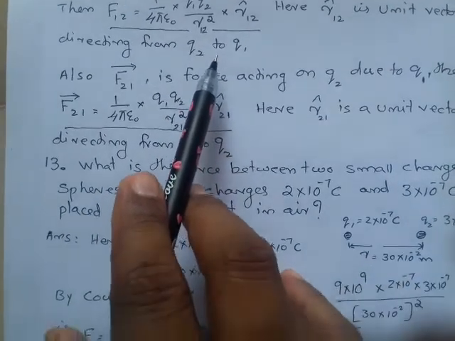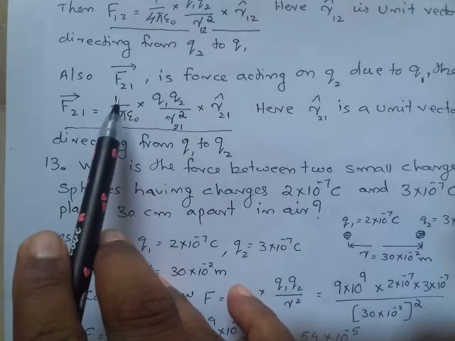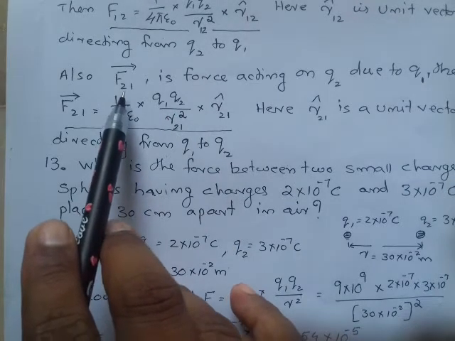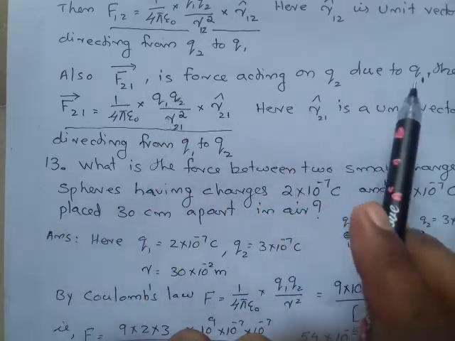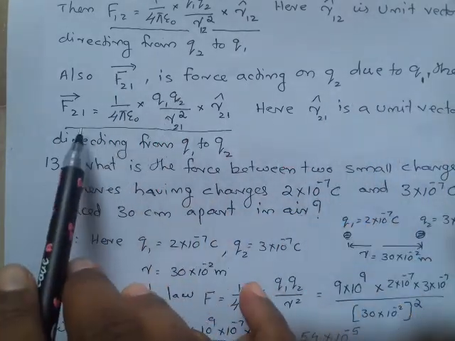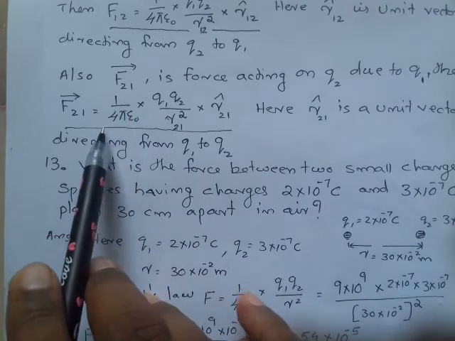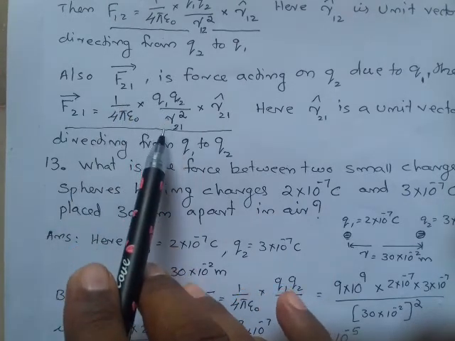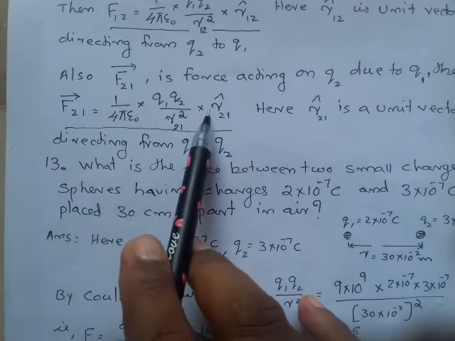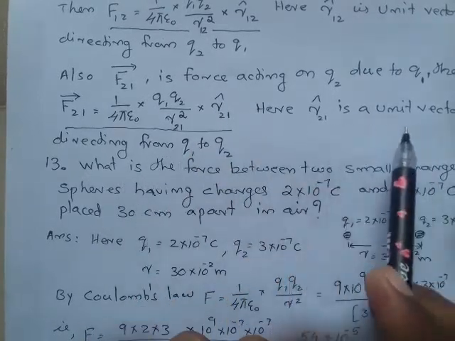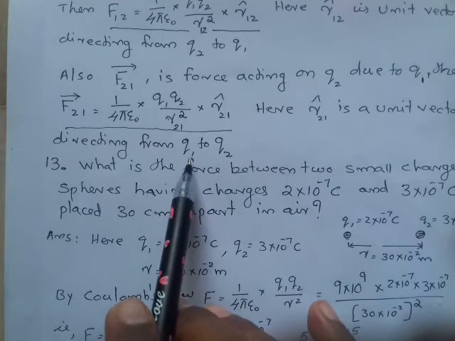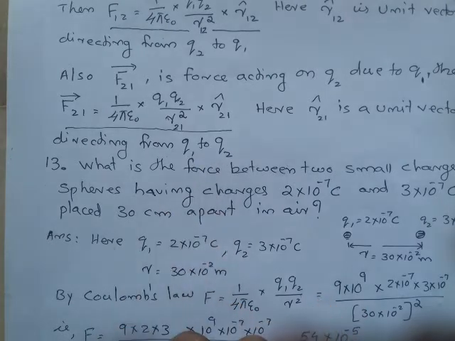Similarly, there is another force, vector F21, the force acting on 2 due to 1, and that can be represented by 1 by 4 pi epsilon 0 q1 q2 by r21 square into r cap 21, where r cap 21 is a unit vector directing from charge 1 to charge 2.